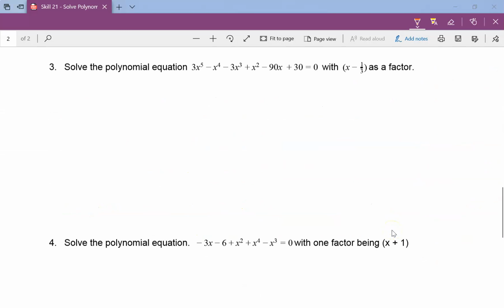Let's try this next one. On this next one, I can see that I have another factor given to me. So x minus 1/3 is the factor. So the zero is positive 1/3. That goes in the box. Let's see, I have an x to the 5th, x to the 4th, x to the 3rd, x to the 2nd, x, constant. Everything's accounted for, so I'm just going to go ahead and write my coefficients.